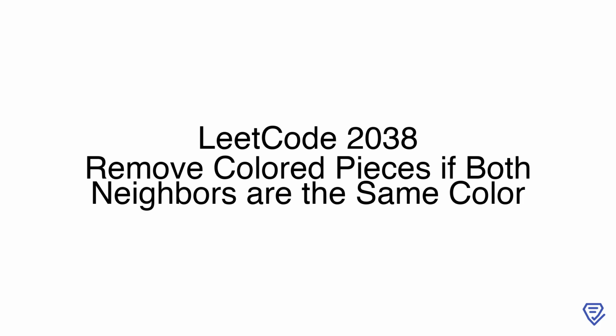Welcome to this coding problem walkthrough. Today, we'll be tackling LeetCode problem number 2038, Remove Colored Pieces if Both Neighbors are the Same Color. This is a fascinating problem that involves simulating moves in a game while applying logical constraints. Let's dive in and explore the approaches to solve this step by step.